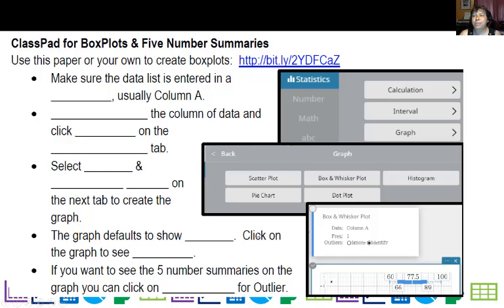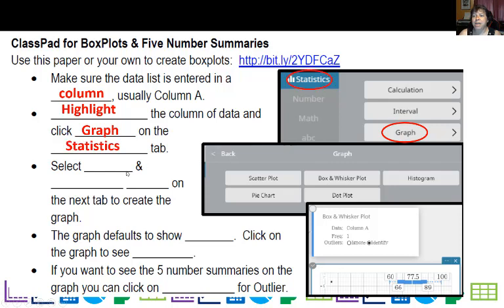Now, there is a ClassPad. You can create your own paper or use one of mine. It's really simple. You make a data list just like you did before. Enter your data in a column. And then highlight the column of data and click on Graph if you want to see the box and whisker plot right here under the Statistics tab.